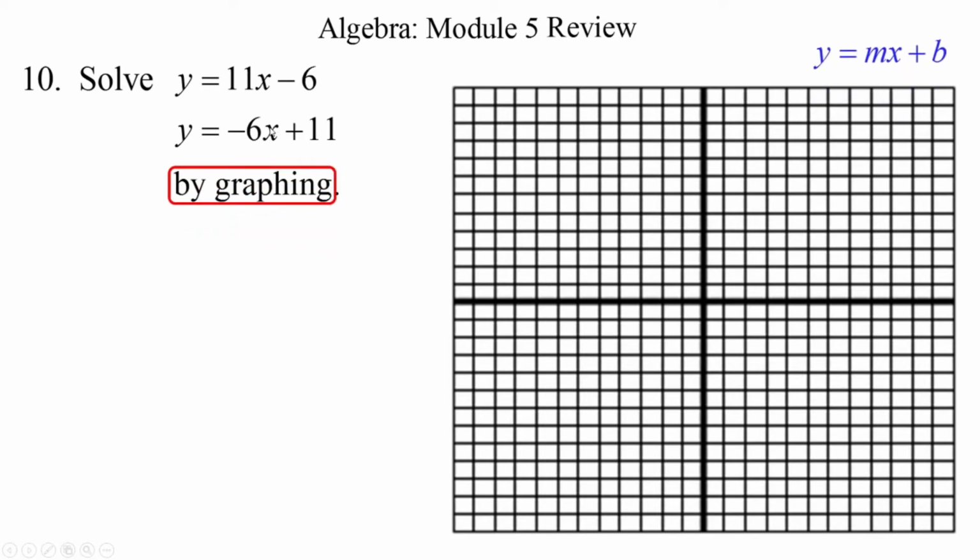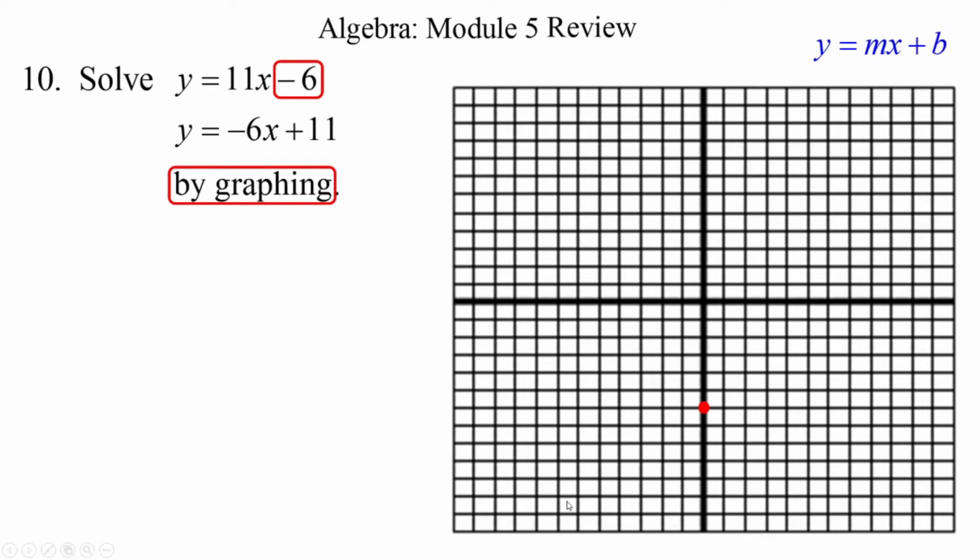And remember, these are both in slope-intercept form, a great time to use graphing, because we have y equals mx plus b. Look at this first equation. Y equals 11x minus 6. My b is a negative 6. So that means the y-intercept of this first line would be negative 1, negative 2, negative 3, negative 4, negative 5, negative 6. Right there. And then my slope is 11, which is 11 over 1.